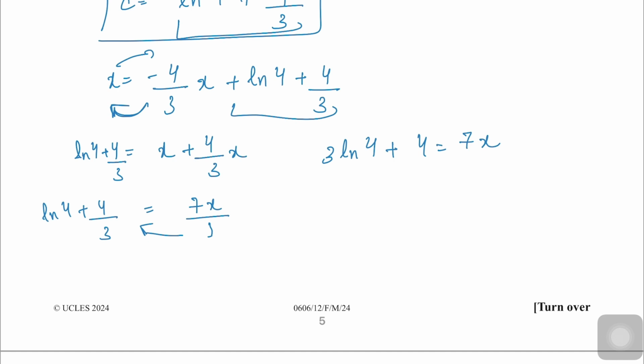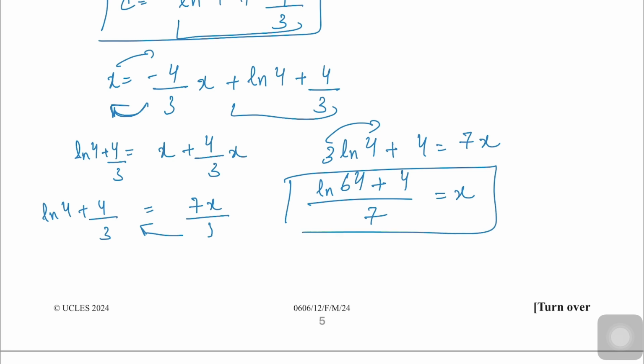3 ln 4 is basically ln 64. The power would be going up. So this would be ln 64 plus 4 over 7 is our final answer. Now since this is our x, the same would be our y as well, because we had the equation y equals x. So this would be our y as well.